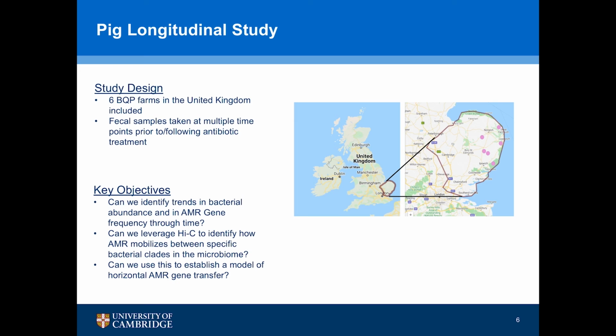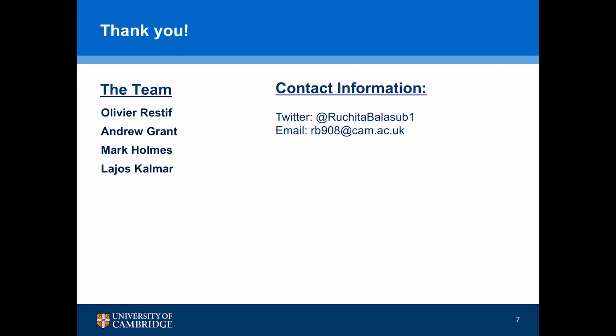In our study, we collect fecal samples at multiple time points prior to and following antibiotic treatment in 6 BQP farms across the United Kingdom, and then generate Hi-C datasets for each time point. Doing so allows us to not only understand how AMR gene frequency and bacterial species abundance change through time, as could have been accomplished through any other generic metagenomic study, but we are critically able to understand how AMR genes spread between bacterial species through time. This information can then act as the basis for a model of horizontal resistance gene transfer, which makes this work particularly novel.